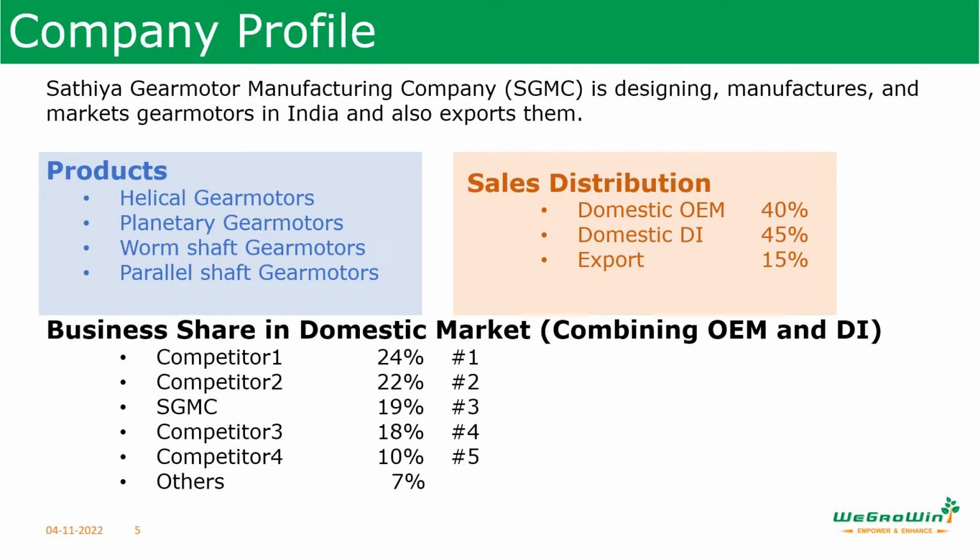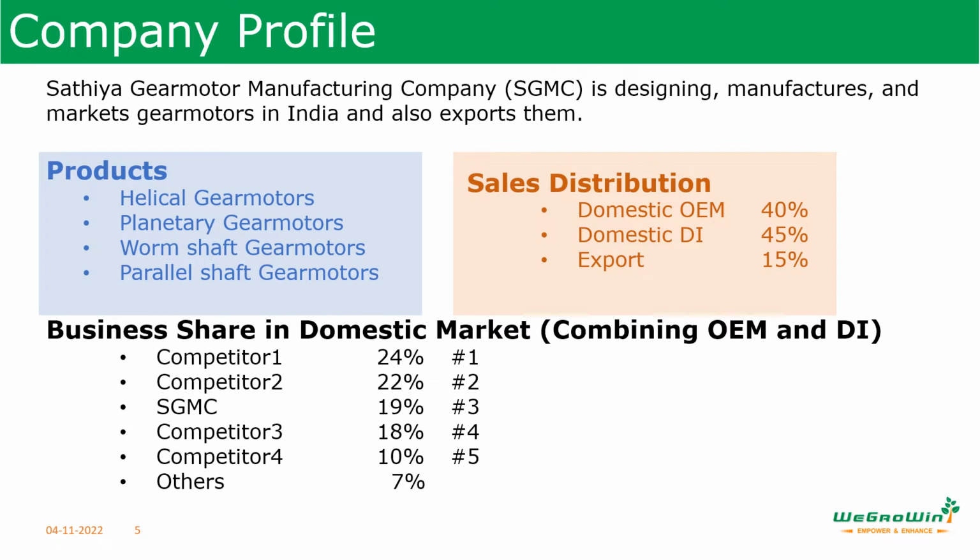For our business case, let us take a company. Let us give the name for the company, like Sathiya Gearmotor Manufacturing Company, because I cannot start one manufacturing company on my own, at least for this purpose, let me have it. This company, we call it SGMC. It is going to design, manufacture, and market gear motors in India and also export.